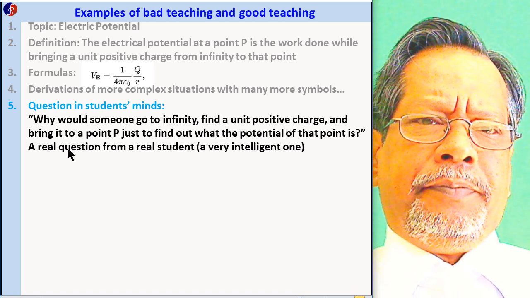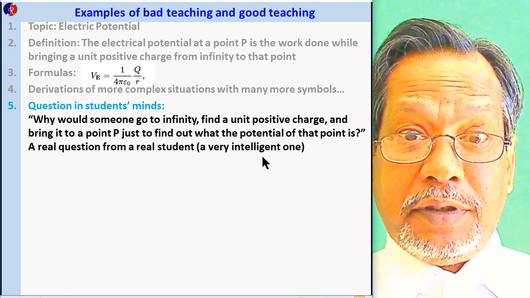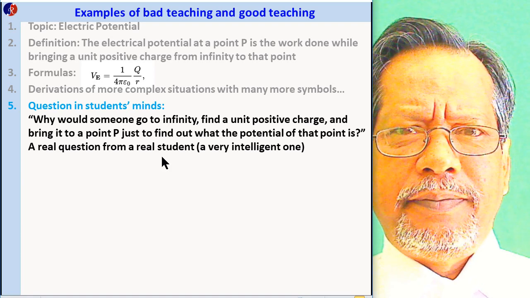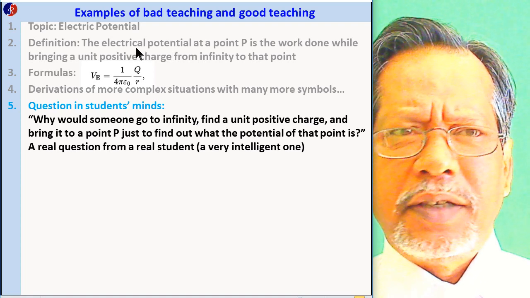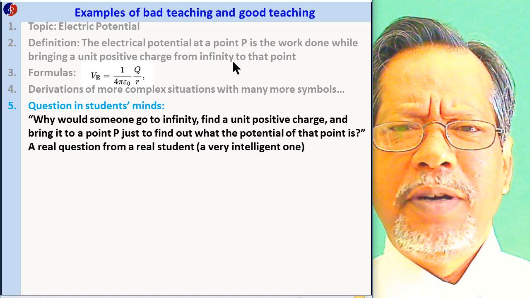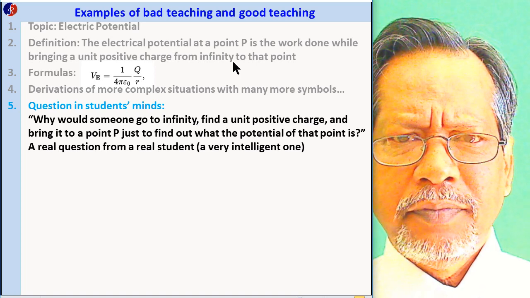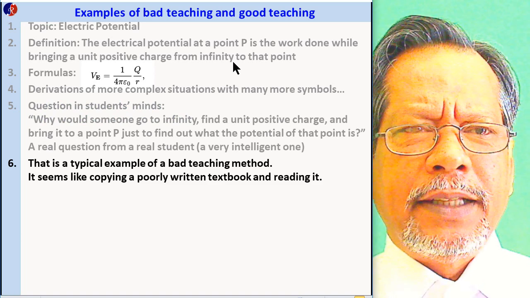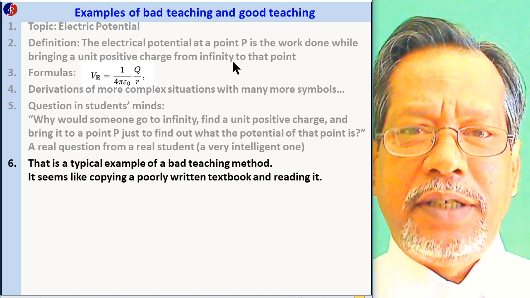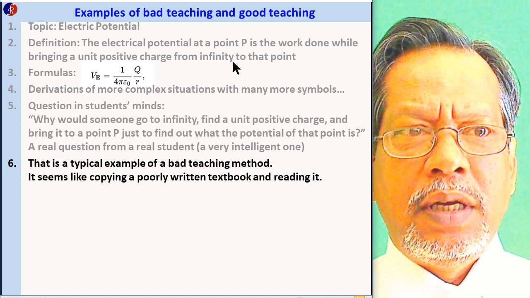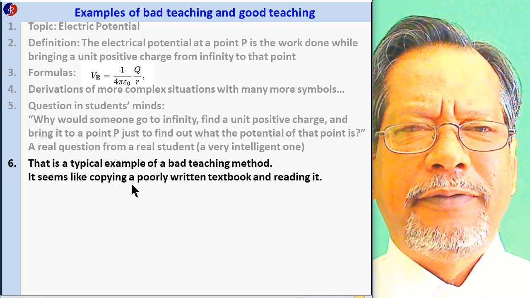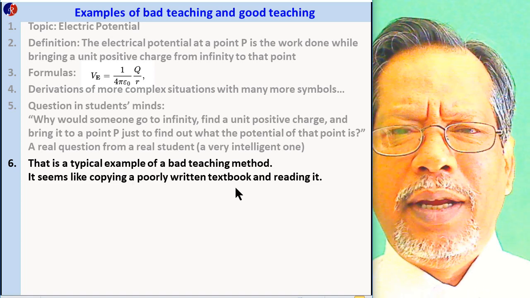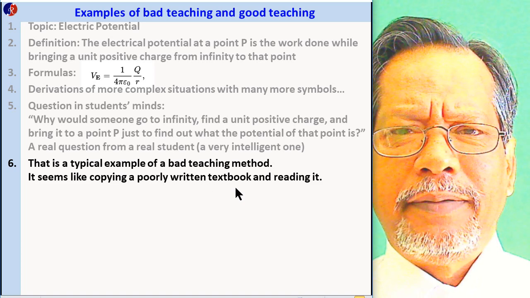So, very intelligent students ask this kind of questions. Doesn't it have a simpler meaning? Why don't you use that one first? All right, let's see. That's a typical example of a bad teaching method. It seems like copying from a poorly written textbook, writing it down and reading it.